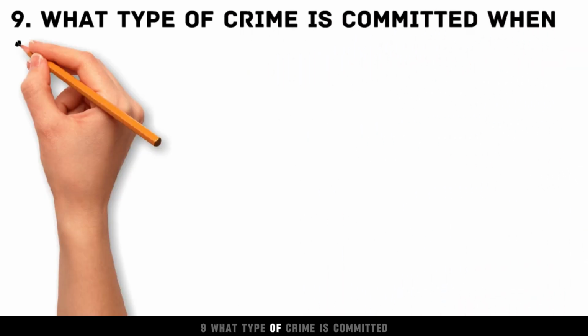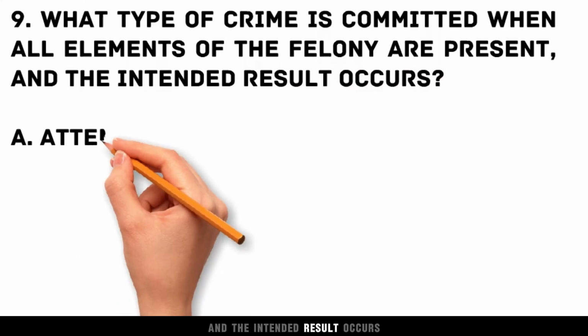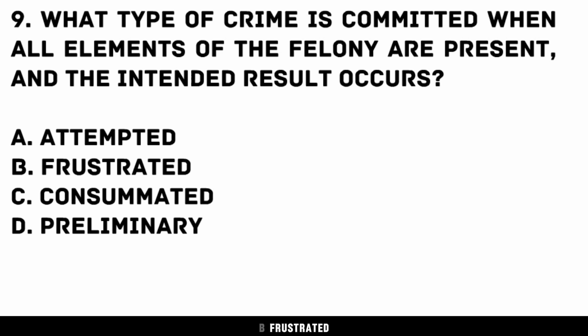9. What type of crime is committed when all elements of the felony are present, and the intended result occurs? A. Attempted. B. Frustrated. C. Consummated. D. Preliminary.